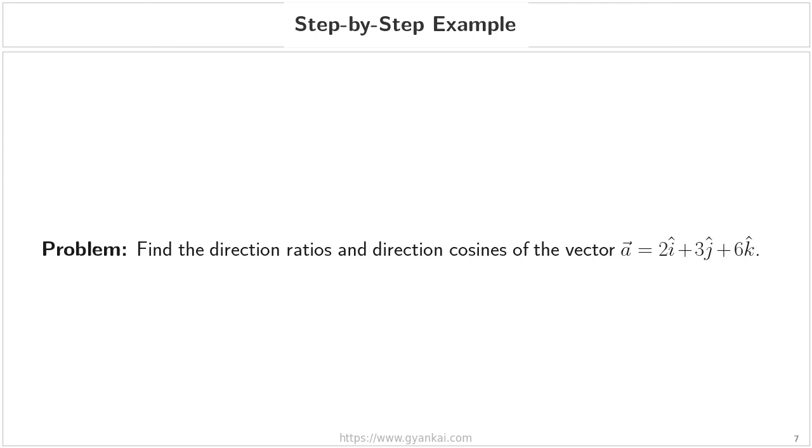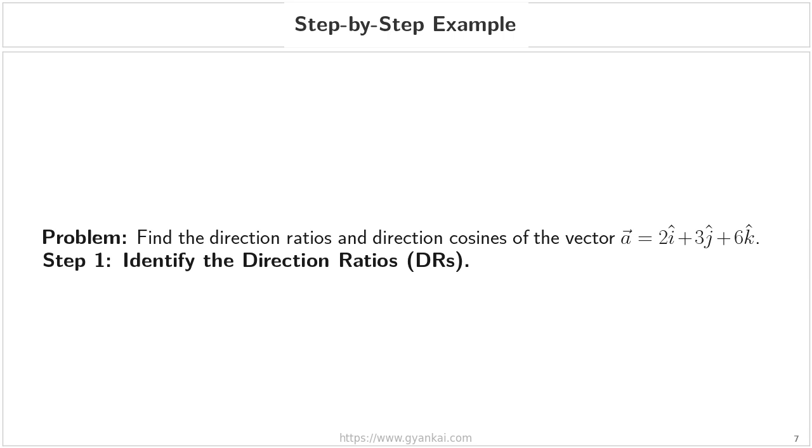Step-by-step example. Now that we have covered the theory and the relationship between these two concepts, let's put everything we've learned into practice with a concrete example. Here is our problem. We need to find both the direction ratios and the direction cosines for the vector A, which is defined as 2i hat plus 3j hat plus 6k hat. Let's break this down into 3 clear steps.